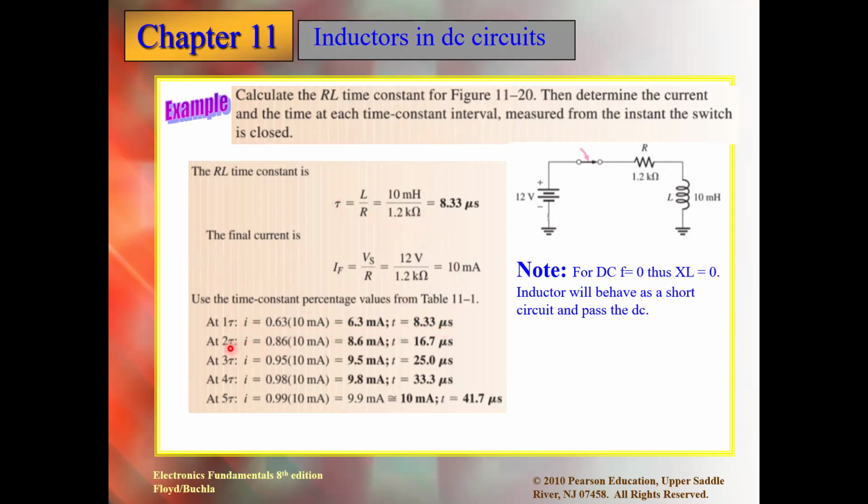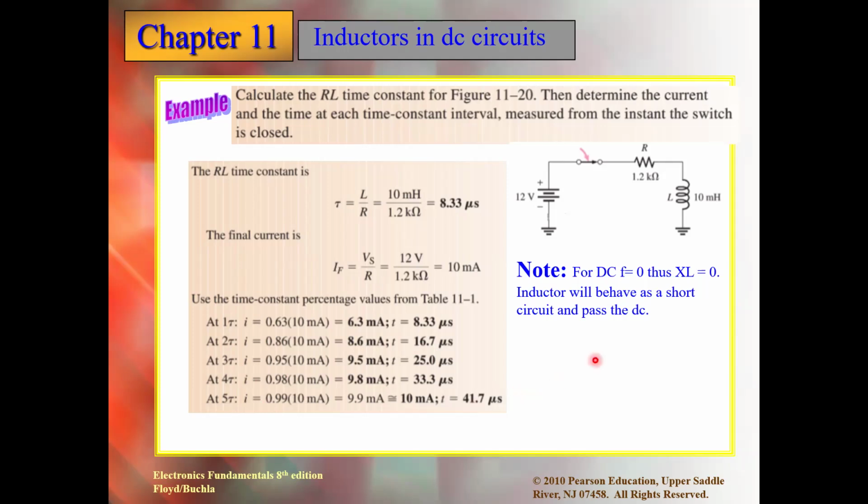Now at two time constants, it will be 86% of the final value, which is 8.6 milliamperes. And how much will the time be? It is double because of 2 tau. So after 16.7 microseconds, the inductor will reach 8.6 milliamperes. Now for 3 time constants and 4 time constants, we can calculate in the same way.